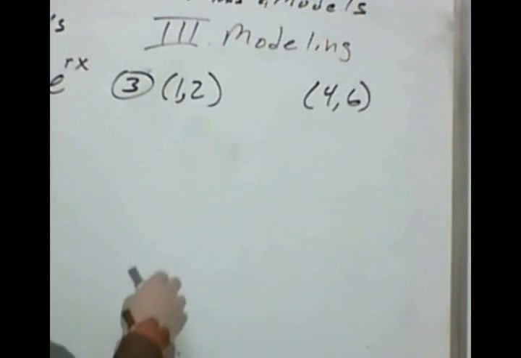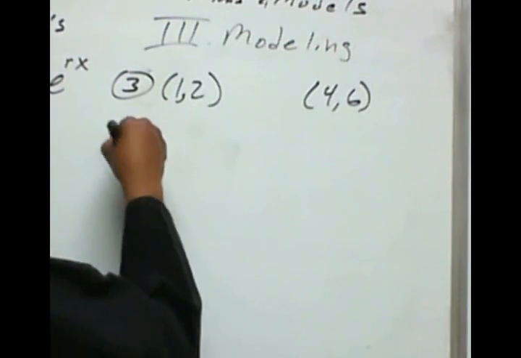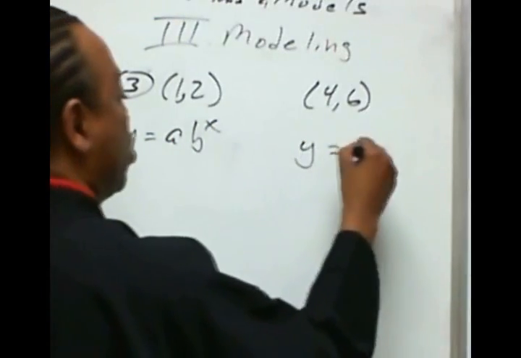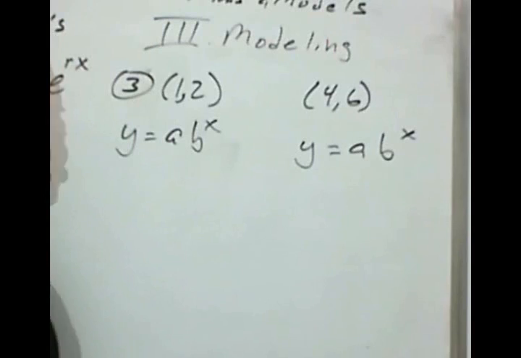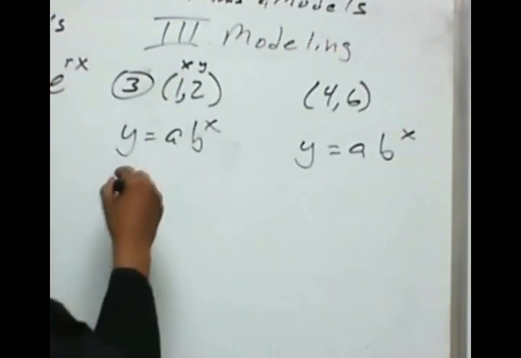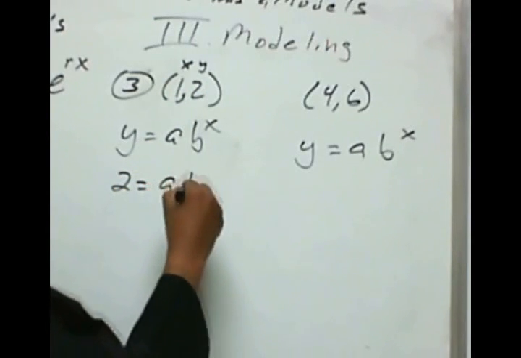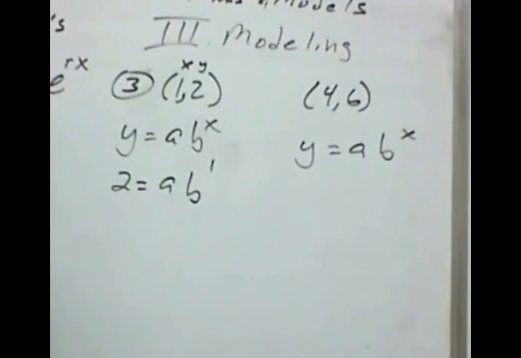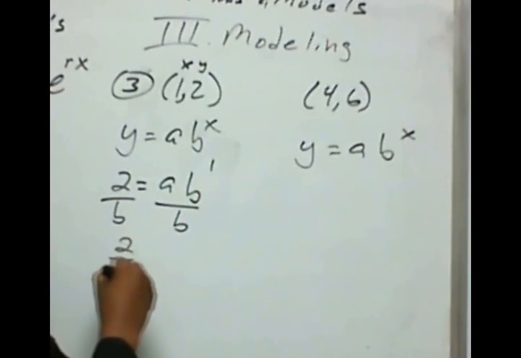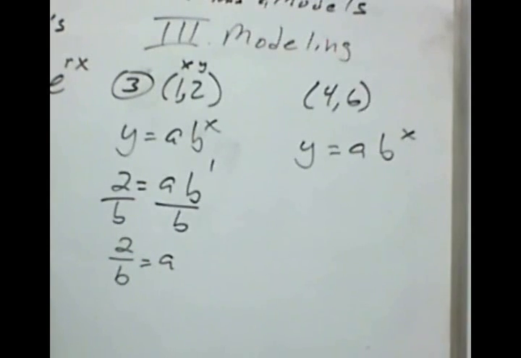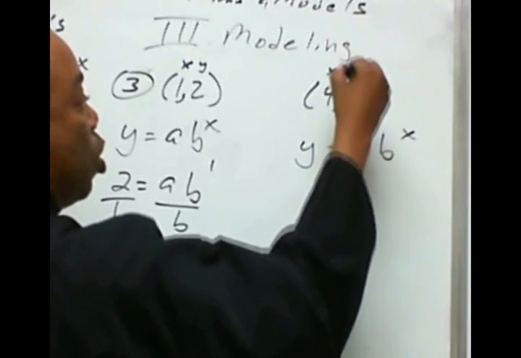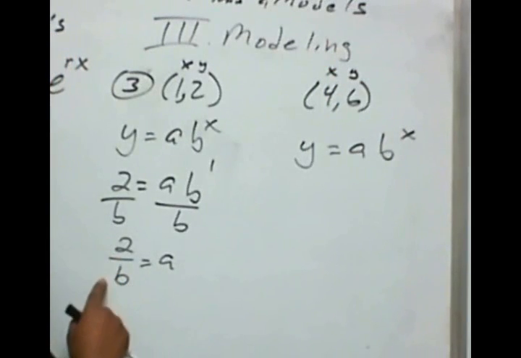Number 3. Okay, we're going to do modeling based on this. So we'll have exponential modeling. So y equals a b to the x. Alright, from here, this is my x and my y. So I'll put in 2 for y, and I'll put in 1 for x. From here, I'm going to solve for a. So I'll divide both sides by b. I get 2 over b equals a. Then go to this side and I'll plug in 4 for x, 6 for y, and 2 over b for a.